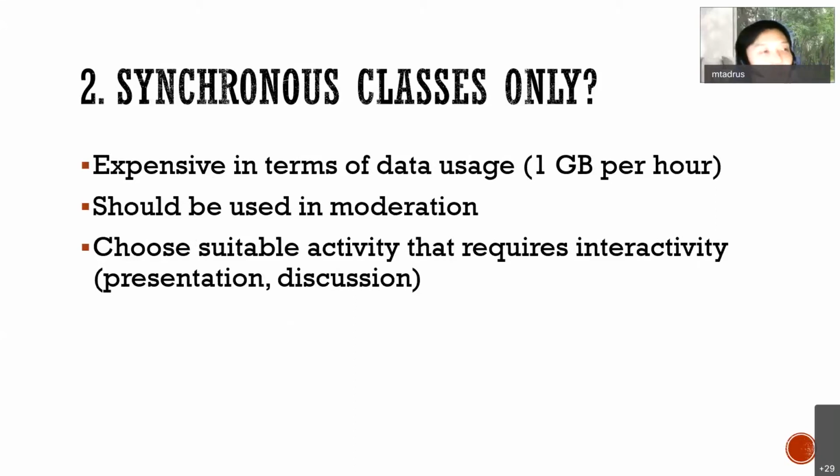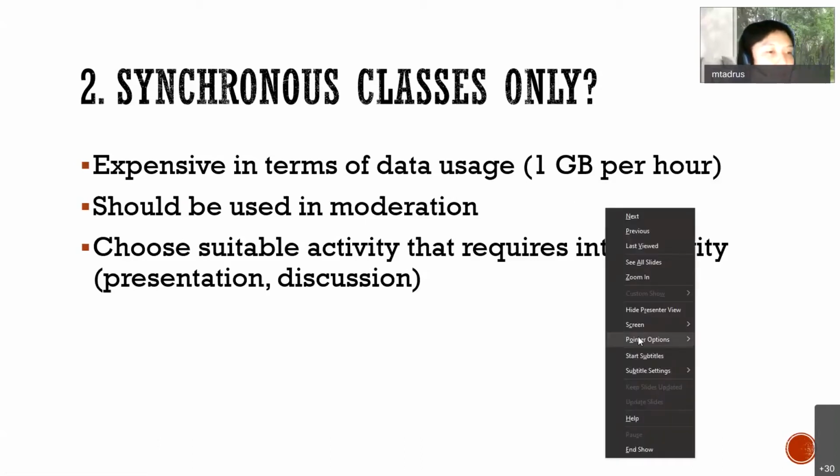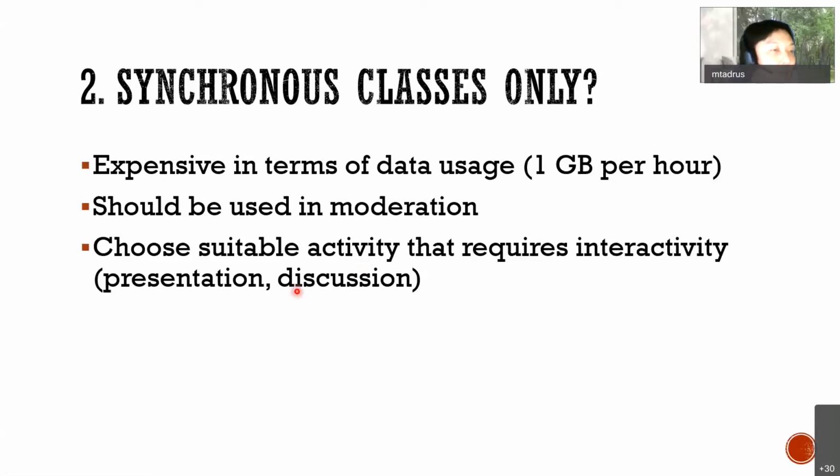Then we can ask this question: why not do synchronous classes only? Synchronous class would be expensive in terms of data usage. If you only depend on synchronous class, one course in Asasi, Teras or core course is 6 credits. Means you have to spend 6 hours for that one course. If you do it all synchronous, then it will be expensive in terms of data usage. On average 1 gigabyte per hour.